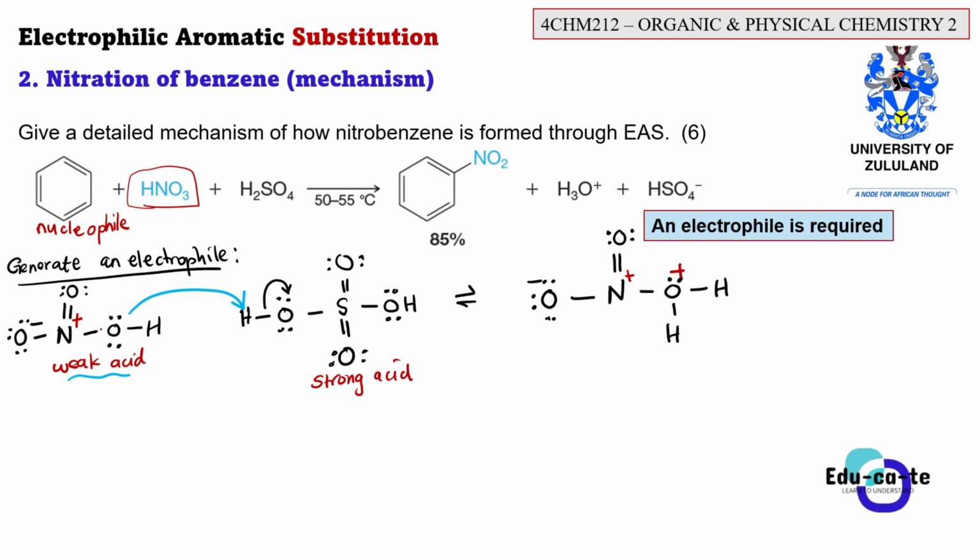But anyways, let's just write what happens to the strong acid. The strong acid has lost a proton, so we won't have a proton H anymore here. Instead, we'll just have oxygen here, and this oxygen will have how many lone pairs of electrons? It's 1, 2, 3, 4, 5, 6.